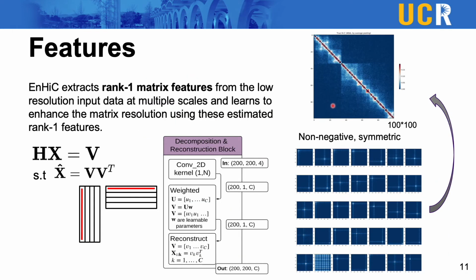Next, we introduce the details of extracting rank 1 features. In this case, a rank 1 matrix is the outer product of one vector and its transpose.